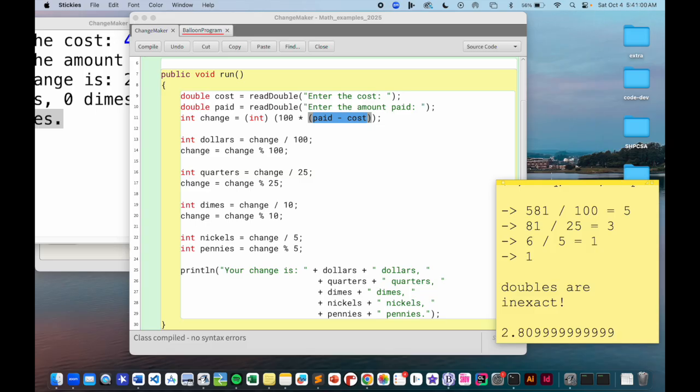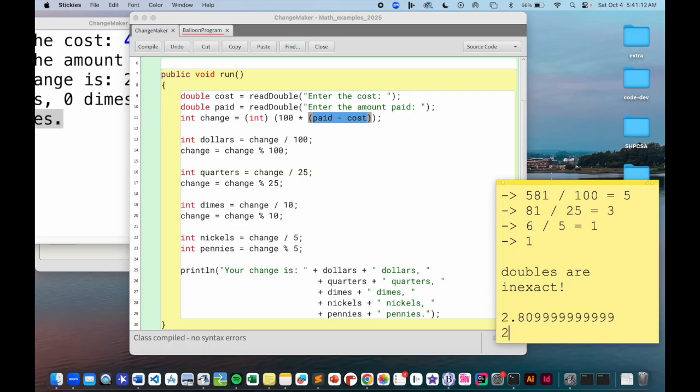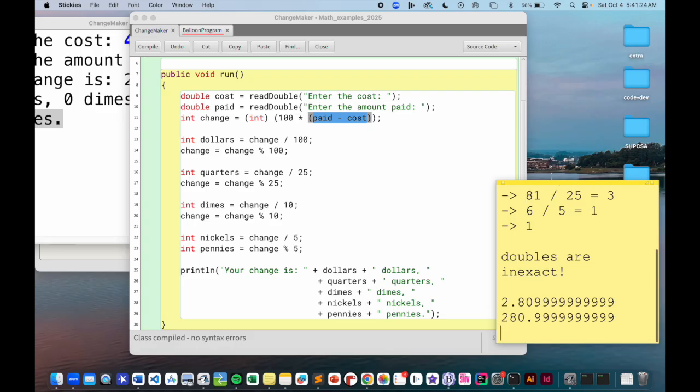When you do math between them, you might actually be losing little bits of information or weirdly gaining little extra bits of information. So this is what my number has turned into. When I multiply that by 100, it's actually 280.9999999. And what happens when I typecast this number to an int? It actually turns into just 280. So there's where my extra penny is going.